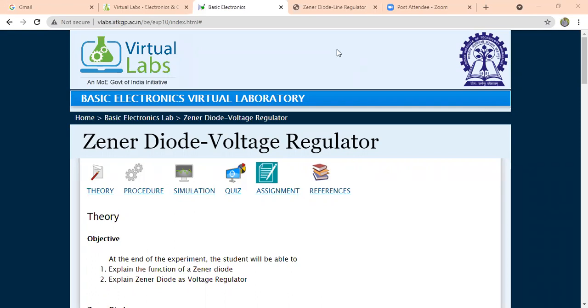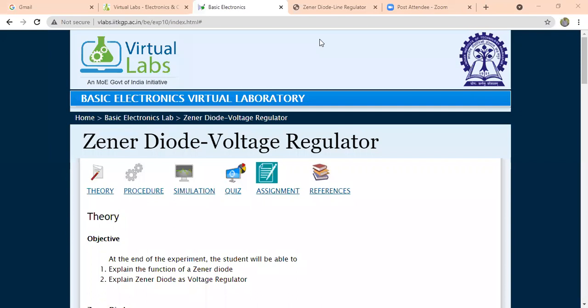Today we are going to perform an experiment on Zener diode as a voltage regulator. We'll be performing the experiment on a simulative tool, that is a virtual lab designed to perform the experiment virtually using a simulator, by which we'll be varying the parameters of your Zener voltage, your series resistance, your input voltage, the load resistance, and your load voltage. Everything will be measured using a simulative tool of the Zener diode as a voltage regulator.